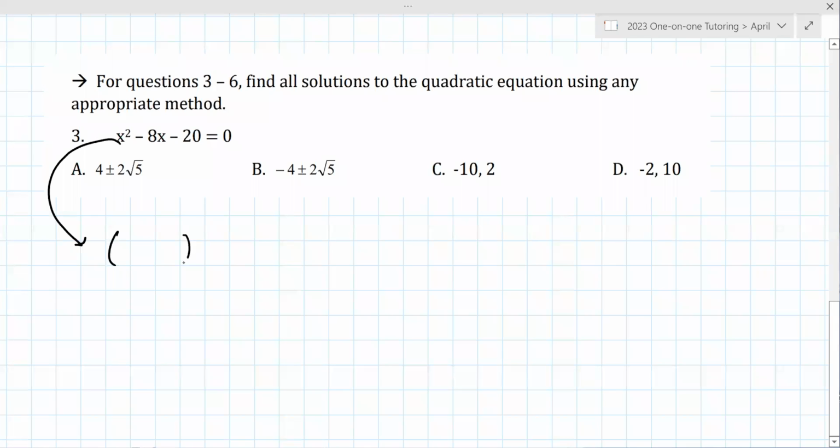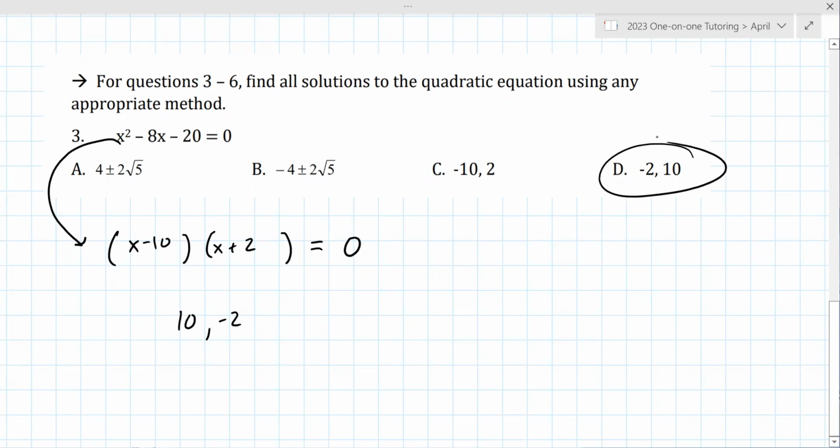To answer that, it's a good idea to write out the binomials. So it'd be positive 10 and negative 2. Is that the final answer? Yeah. So letter D would be the better choice there.